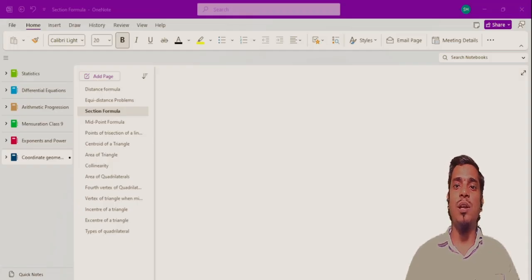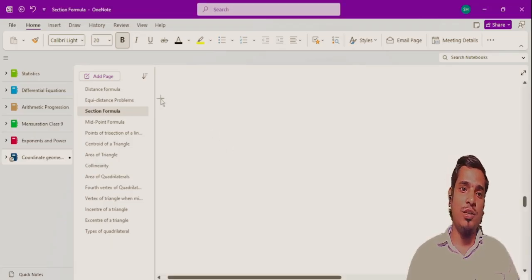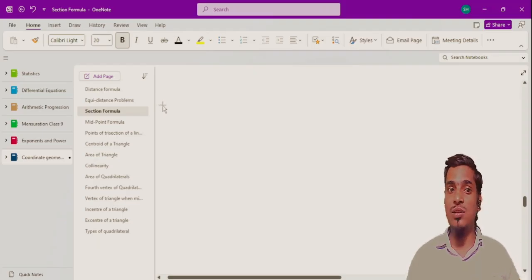Hello everyone, welcome to this third lecture of coordinate geometry. In the first two lectures, we discussed the basics of the coordinate system and the distance formula, and we did a couple of questions based on the distance formula. We also covered the section formula, internal section as well as external section.